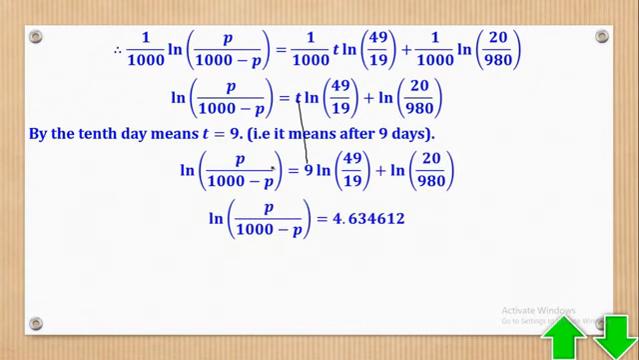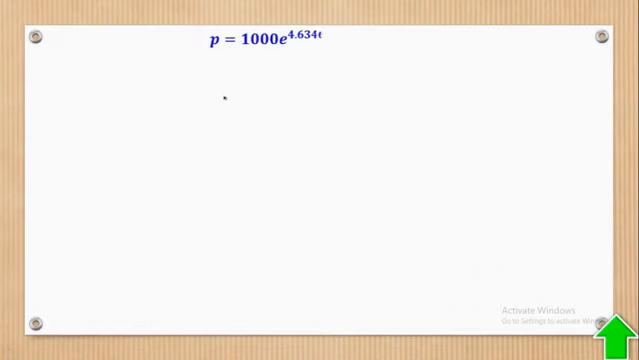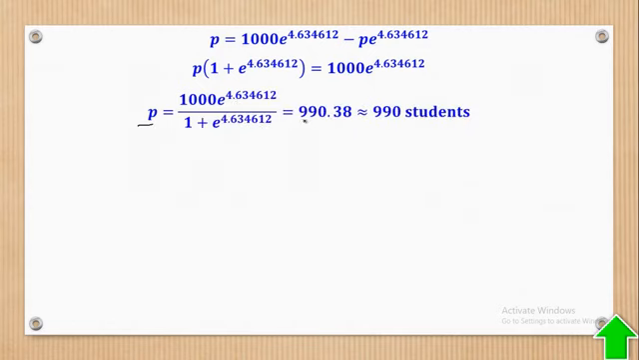So my aim from this step is to make p the subject. So antiln gives me that, and therefore when I cross multiply, I come up with that. Factorize out p. So when this one will go this side to come up with this. Then make p the subject, and p the subject will be equal to this, which approximates to 990 students. You can round off or truncate. It all gives you the same value.